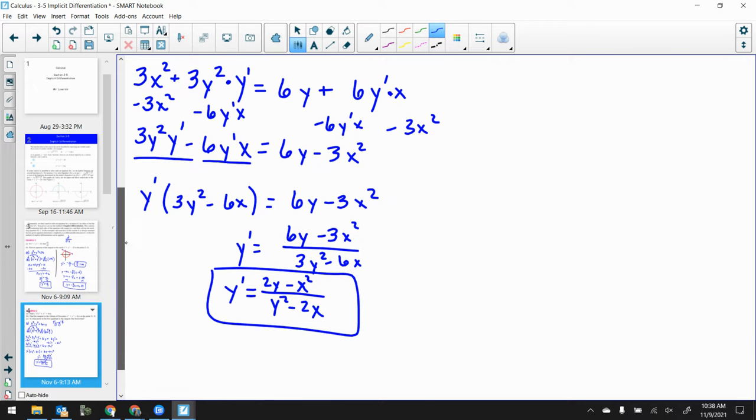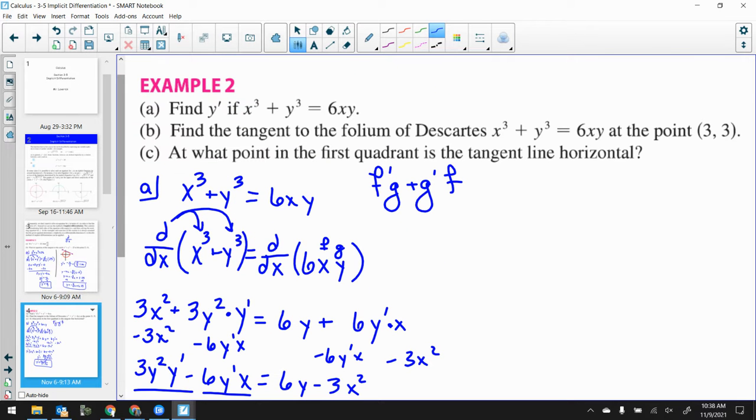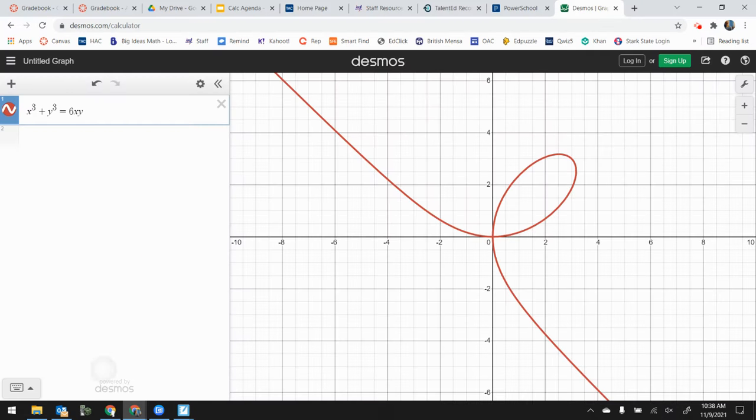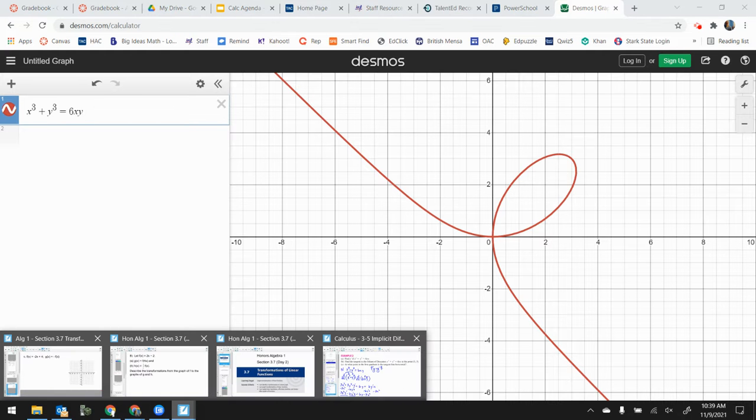Now it asks next, it says, find the tangent at the point 3, 3. So if I go back to my graph and I look at 3, 3, right here, that coordinate right here, the tangent should look something like this. I'm estimating my y-intercept to be somewhere up there, maybe like at a 6 or something like that. And it looks like it might have a slope of somewhere around 1, something like that. But let's check.